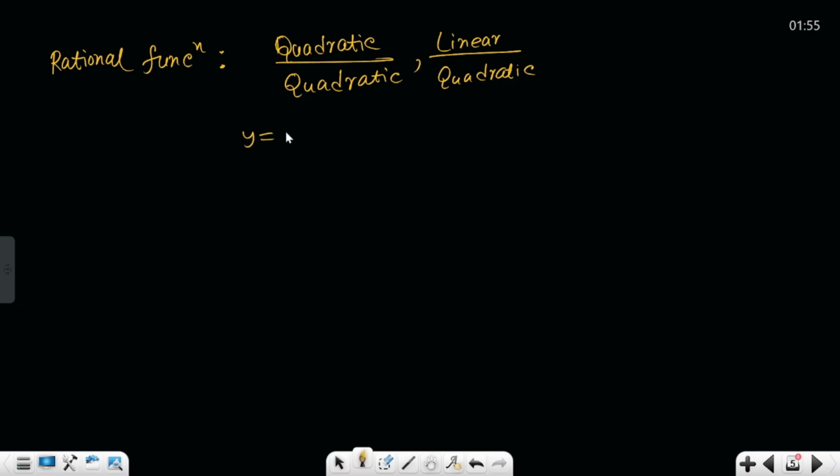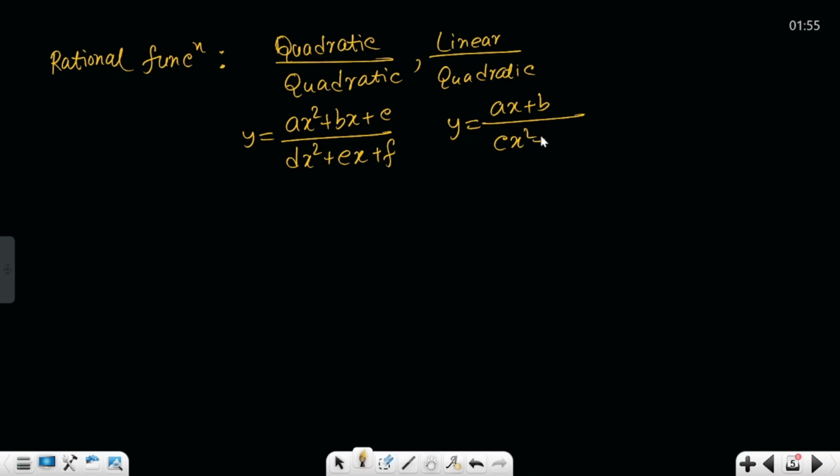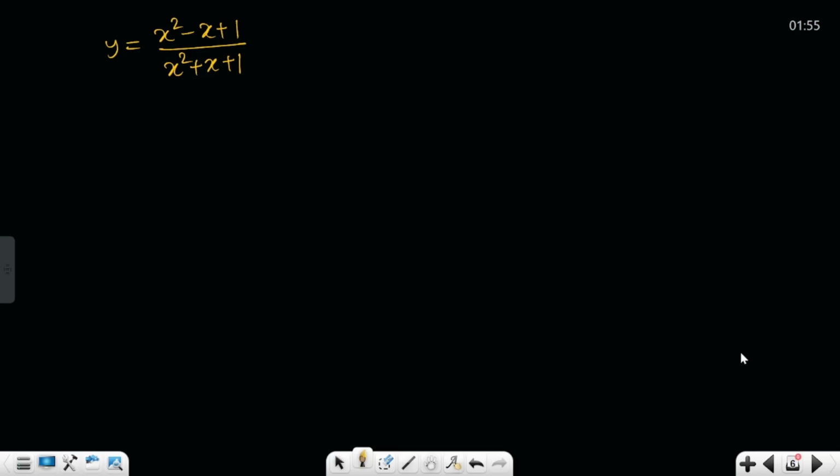It is something like y equals ax square plus bx plus c upon, let us take, dx square plus ex plus f. And the other is y equals ax plus b upon cx square plus dx plus e. These two types are the same, and we will use one method that is applicable for both. We will go directly to a question because we will learn it through the question.